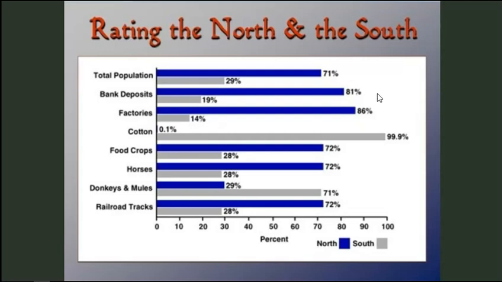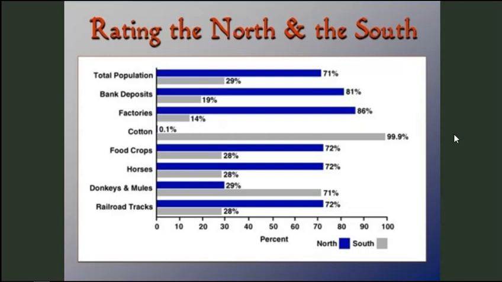Bank deposits. This deals with the economy, where is the wealth, where is the money. 81% of all bank deposits are going to be in the North. Factories, we talked about the fact that industry was such an important role, and 86% of the factories were in the North. Now, cotton, yes, the South has 99.9% of cotton, but what good does that do you if you can't export it? What good does that do you if you can't eat it? So, while yes, they have an advantage here, and they were going to try and turn that into an advantage in the war, it's going to be a very difficult thing to do. Food crops, 72% of all the food crops were going to be in the North.